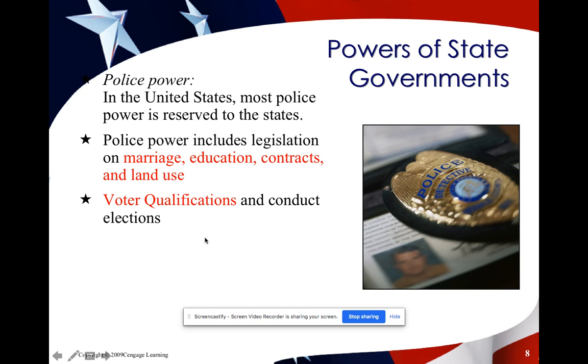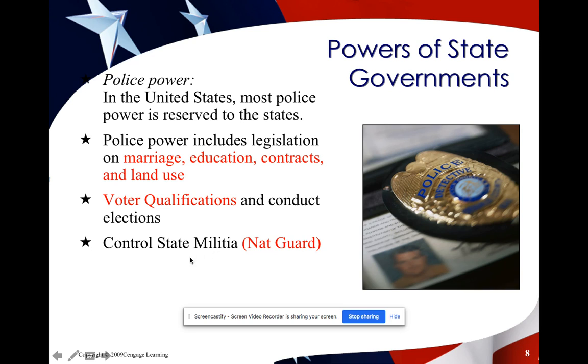Voter qualifications and elections are carried out by the state, even though we have an amendment now that allows 18-year-olds to vote. So that's why you have an amendment that the states have to go by. Otherwise, they determine how the election is going to be carried out. The Essex County clerk, where I live, is going to allow mail-in voting in this upcoming presidential election. They determined that, not the federal government. Okay. Powers of the state government.